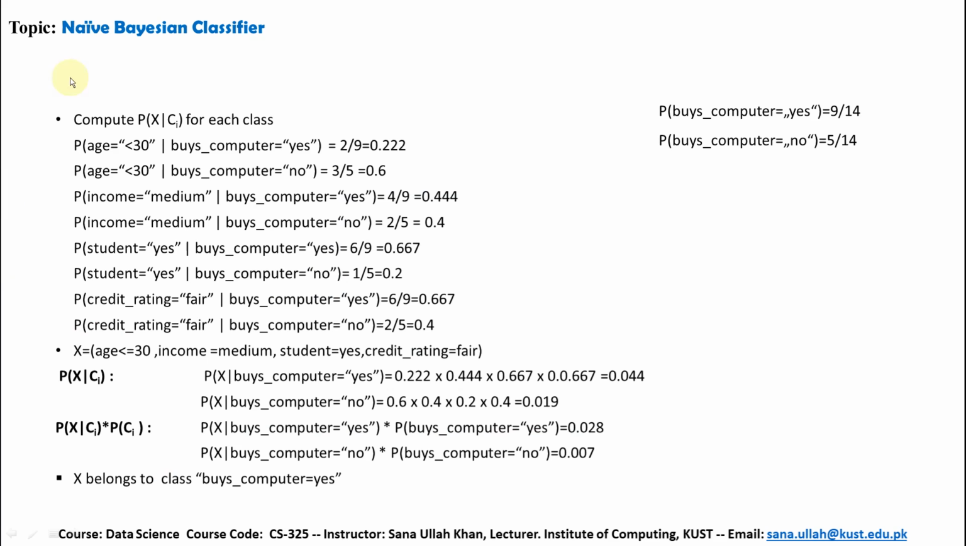So compute probability of x given Ci for each class. For age, its probability is this. For age less than or equal to 30, buys computer with no is this. For income medium, buys computer with yes is this. For income medium given buys computer no is this. Same for student, yes, no. Same for rating, same for age. So after calculating the probabilities, we can say x belongs to class buys computer yes, because the probability of yes is maximum as compared to probability of no.